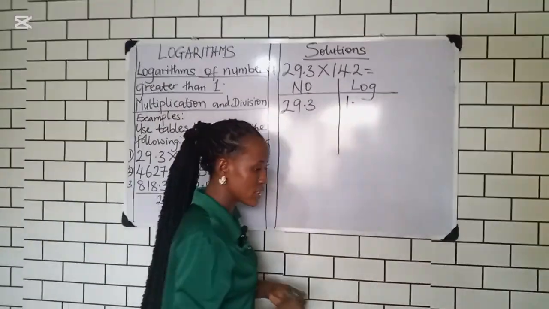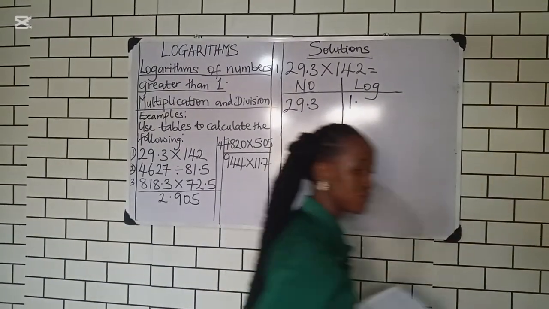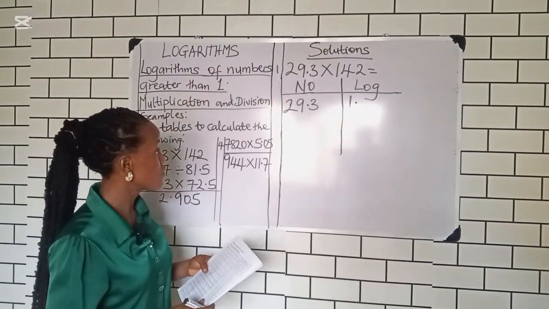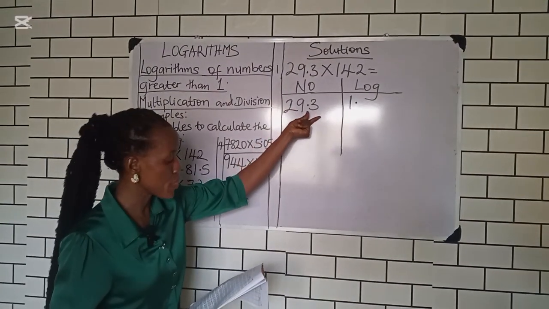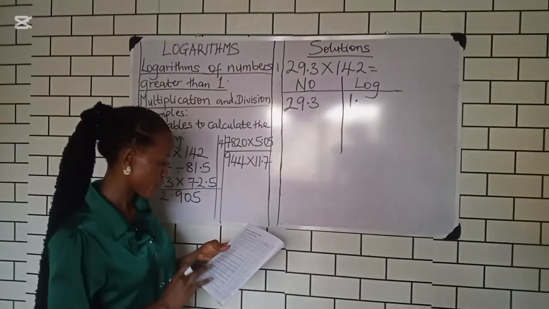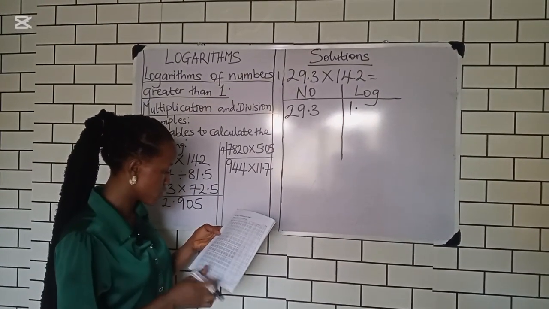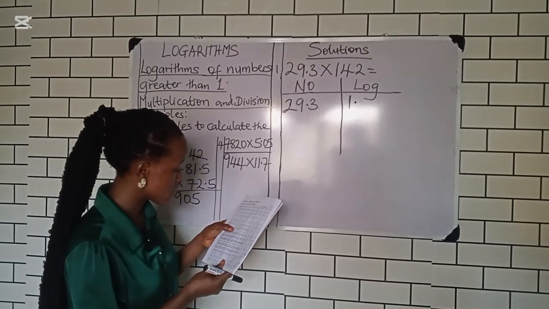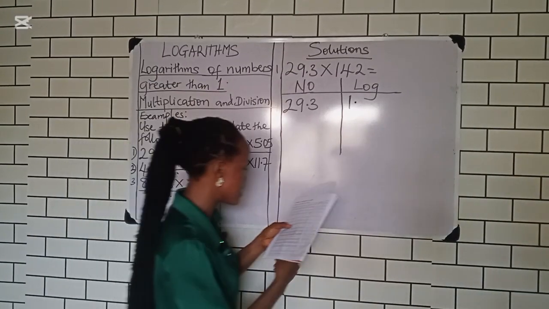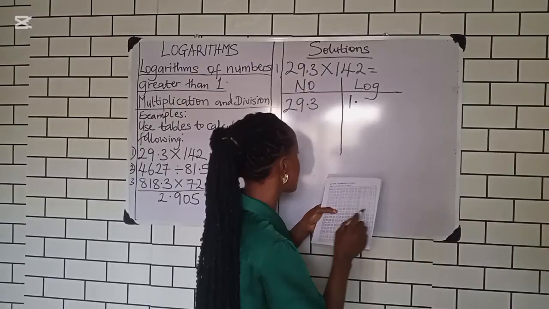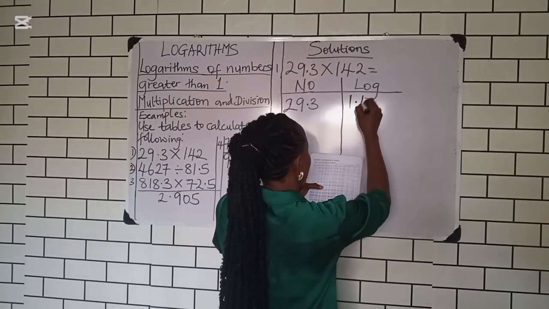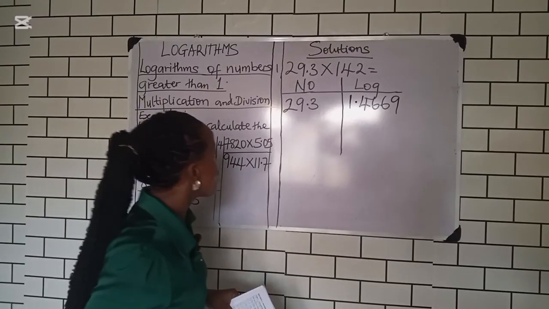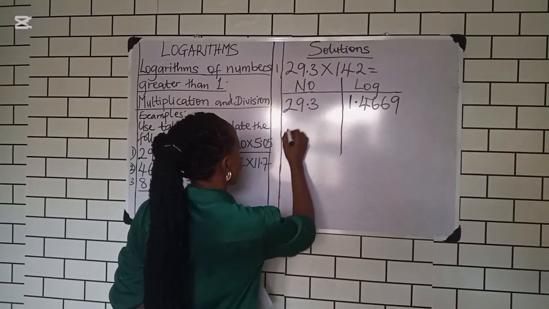Here we are still using our 4-figure table. We are going to look for 29 under 3. Looking for 29 under 3, we have 4669. Now, the second number is 142. You still write your 142.